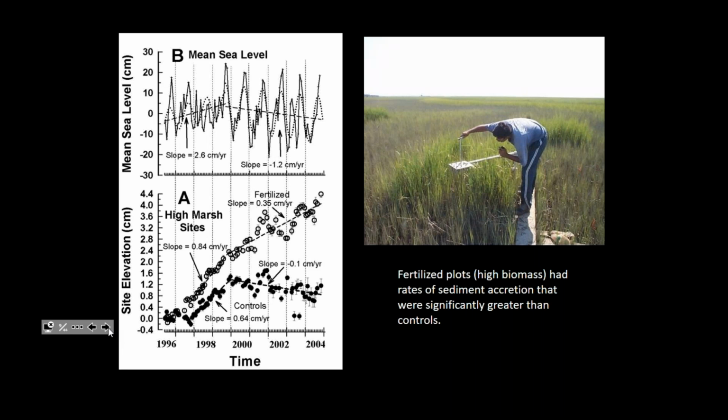Now, when I started this, I added these fertilization plots. So this is a sort of a split plot design. One half was a control, one half was fertilized. I did this thinking that nitrogen is going to increase the decomposition in these sediments, and that's going to collapse the marsh. That was the hypothesis. That was wrong. What happened was that the fertilized plots, they took off. The elevations just went through the roof. And that was an epiphany.